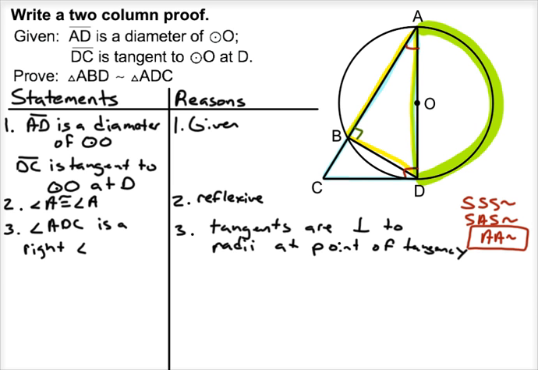Then the next thing I'm going to do is write down that angle ABD is a right angle. And the reason is going to be inscribed angles are half the measure of the intercepted arc.